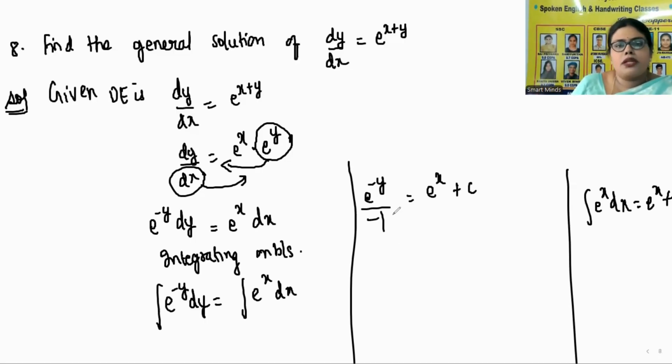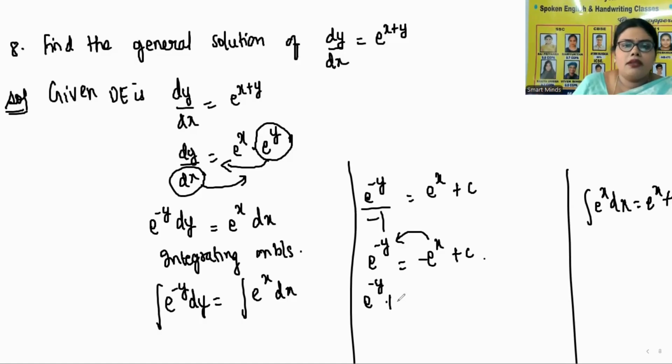Now if you cross multiply, you will get e power minus y is equal to minus e power x plus c. Take this term to the left hand side. You will get e power minus y plus e power x is equal to c. This is the general solution.